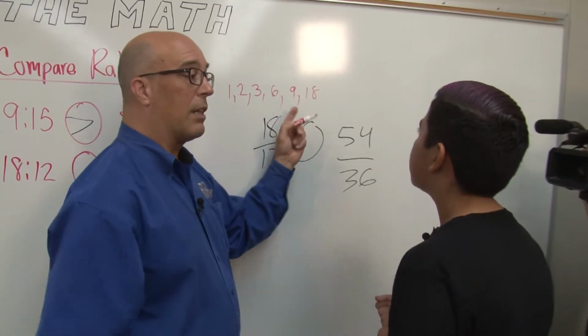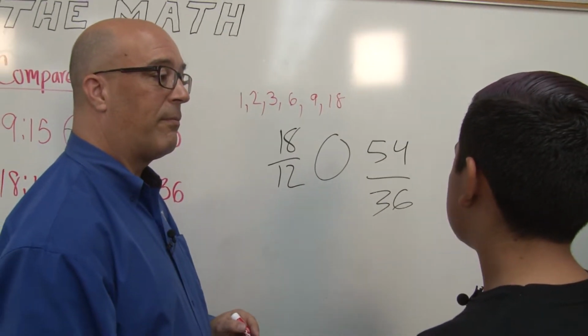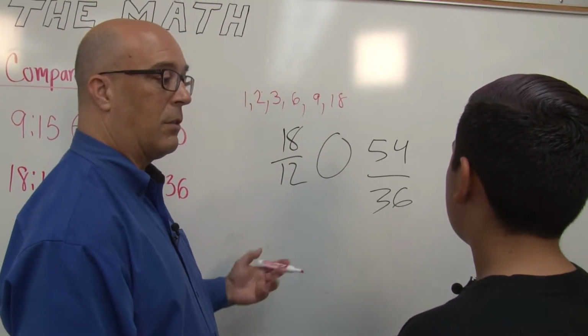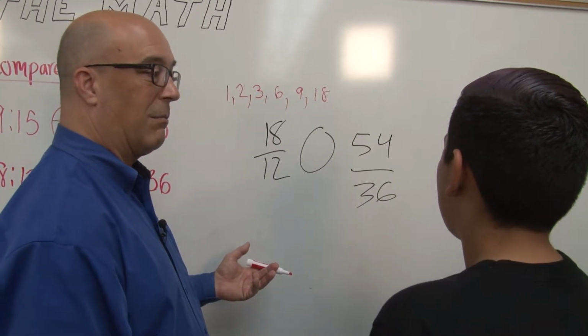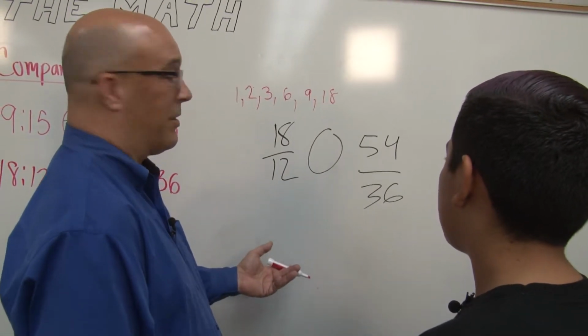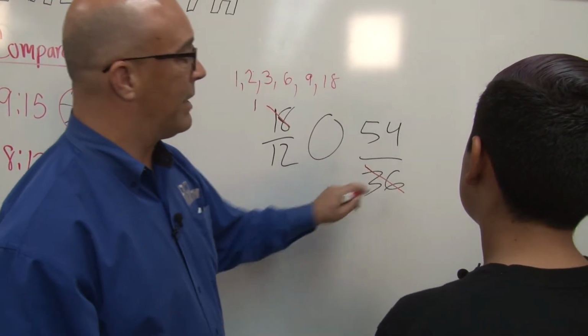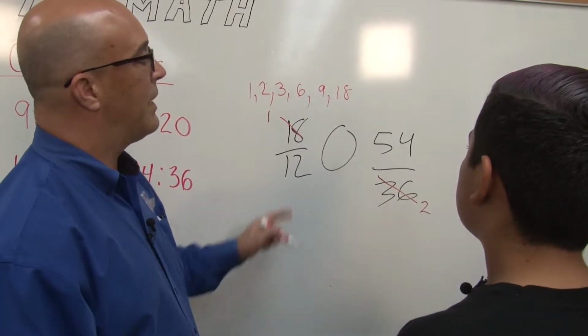Let's take the largest one, 18. Can 18 go into 36? Yes. How many times? Only twice, right? 18 and 18 is 36. So 18 goes in here once. And 18 goes in there how many times? Twice. Yes. Okay.